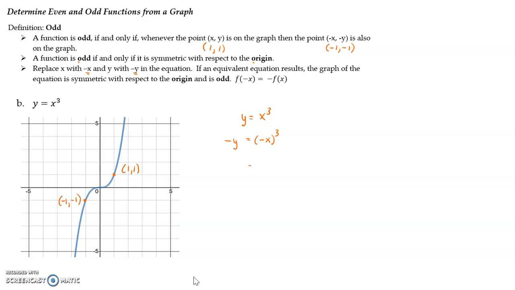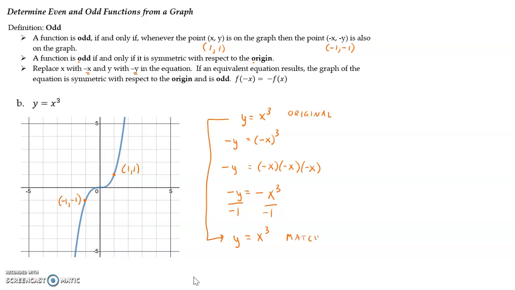So if I'm working with the right-hand side of my equation, I've got negative x times negative x times negative x. It's the same thing as negative x, the whole thing cubed. And if I multiply this right-hand side out, I have 3 negative signs here, so my answer is going to be negative. And if I'm multiplying x by itself 3 times, I've got x cubed. Right, and I can go ahead and divide both sides here by negative 1. So this will give us the equation y equals x cubed. And remember, we want to go ahead and compare this to the original equation that we started with. And you're going to notice here that these equations match. So this is an example of a function that is symmetric with respect to the origin.